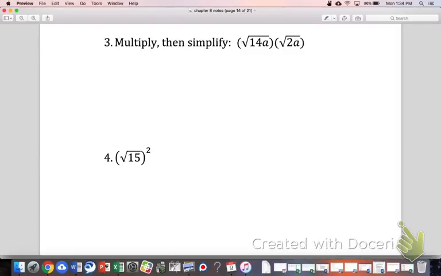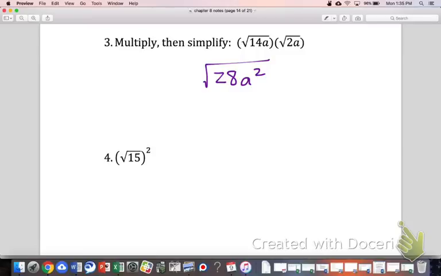How we doing? Okay, I'll show you here in just a second. Ladies and gentlemen, here's how this one would work. When you are multiplying two radicals together, what you do is you multiply the radicands together and leave it in a square root. So 14 times 2 is 28. A times A is A squared. And because they were both square roots, it's still a square root.